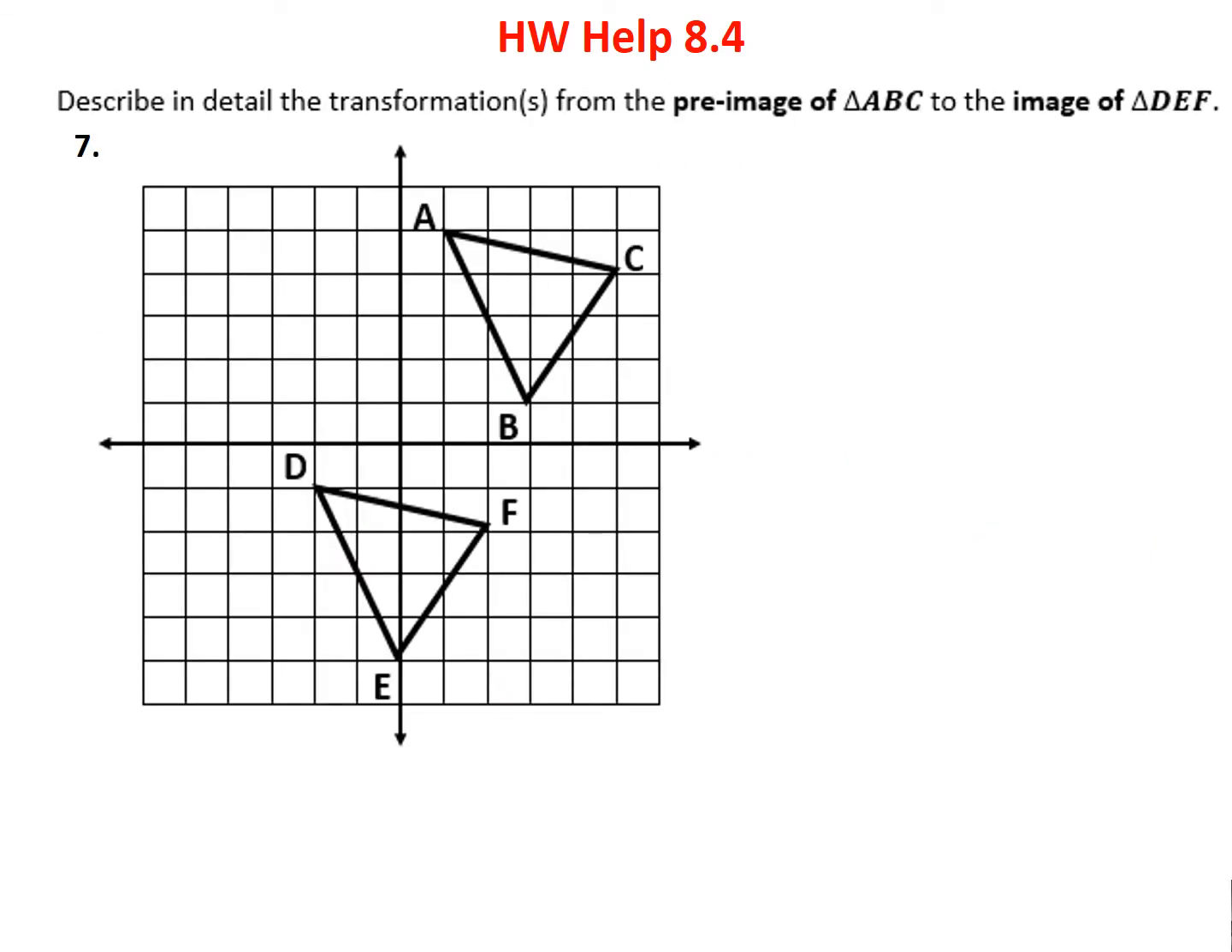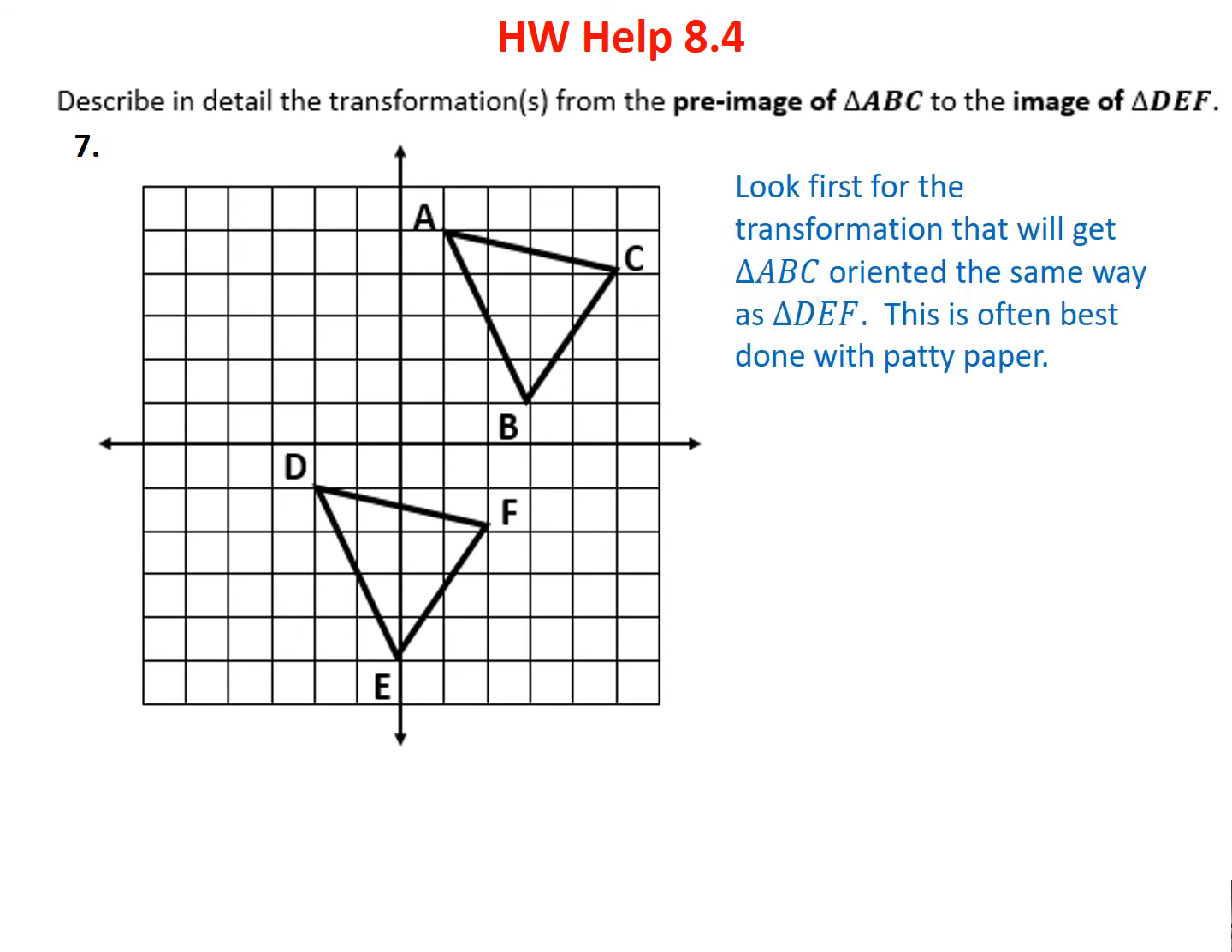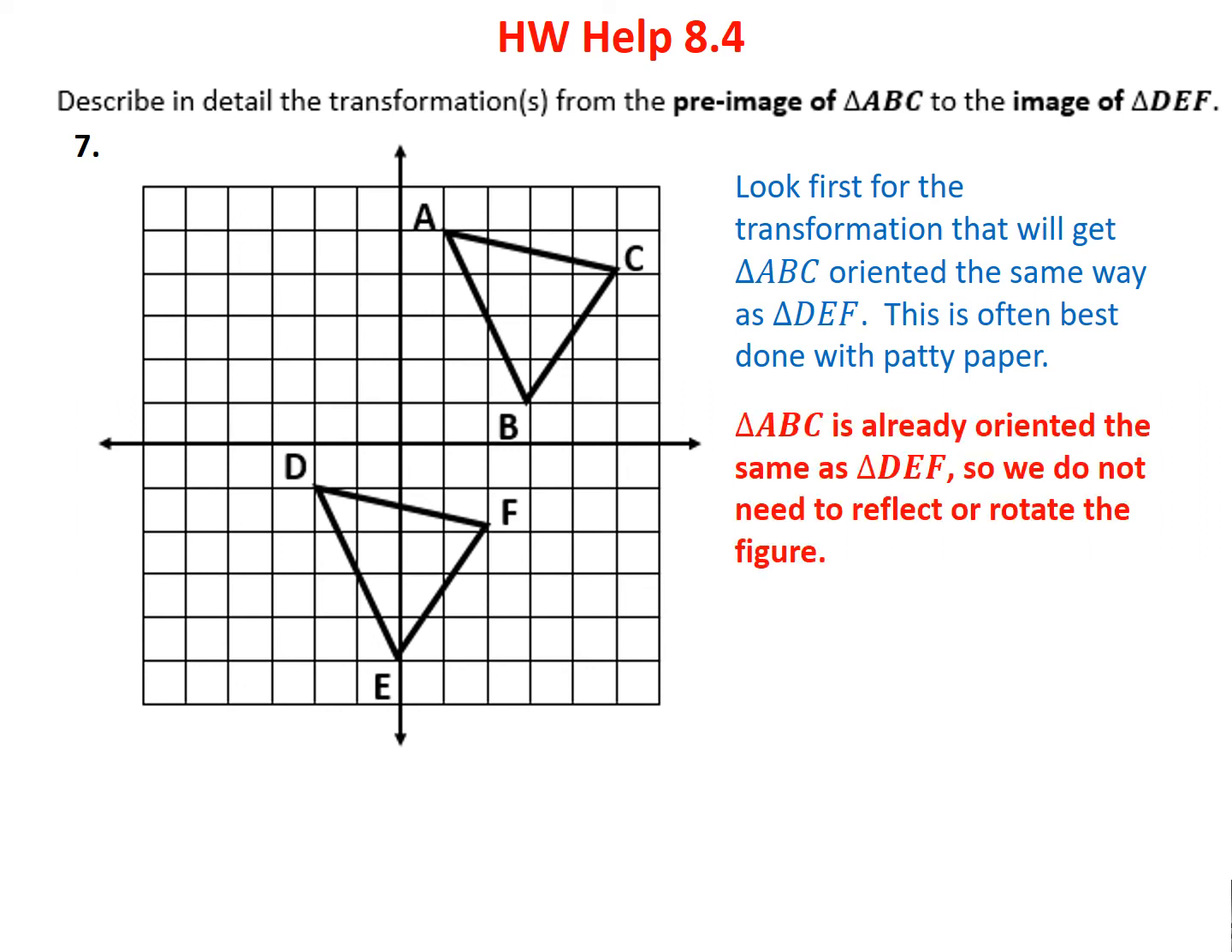Problem 7 asks us to describe in detail the transformation or transformations from the preimage ABC to the image DEF, the triangle. The first thing I usually try to do on problems like these is to get the triangles oriented the same way. This is easiest to do with patty paper. Draw your patty paper and ask, do I have to rotate or reflect anything to get there? And if I look here, I notice that I could go directly there without rotating it or reflecting it. And that's important because it means all I have to do in this problem is a translation.